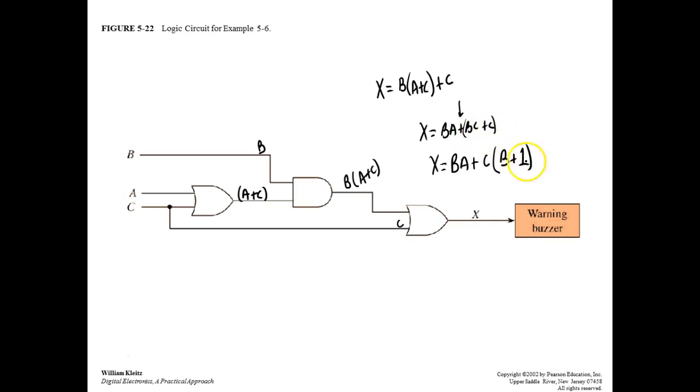You understand? Okay, so what's anything ORed with a 1? Y'all look at y'all's rule. B, 1, what would the output be? Yeah, there's always going to be a 1. So anything ORed, if I OR anything with a 1, the output will be a 1. So X would equal BA or C and 1. Anything ANDed with a 1 would be itself. So X would equal BA or C.